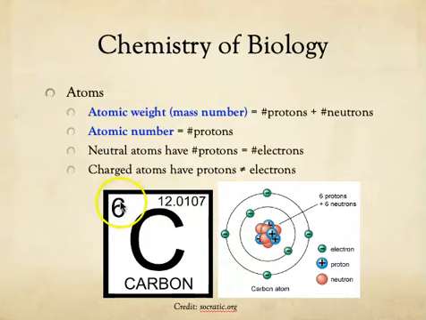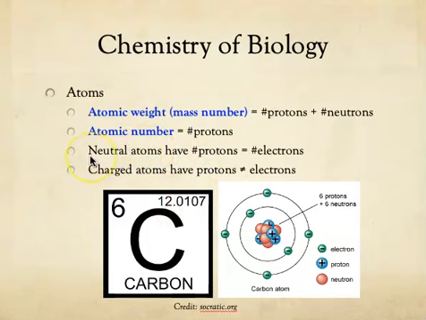The atomic number for carbon is 6. So we know that there are 6 protons in this atomic nucleus, and they're represented by the blue circle. The atomic weight for carbon is approximately 12. And since the atomic weight represents the number of protons and neutrons, we know that there must be 6 neutrons in this atomic nucleus, because 6 plus 6 equals 12.